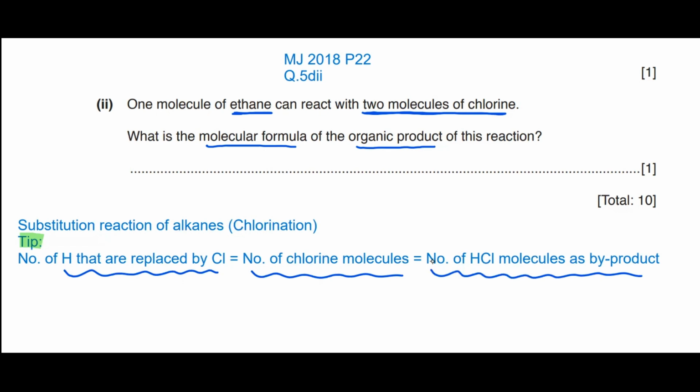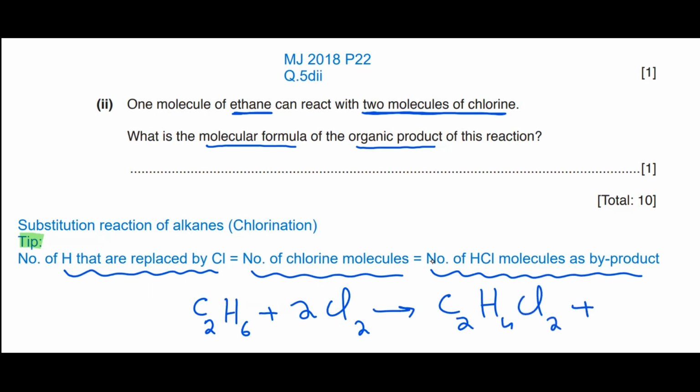As in the question, ethane is there, so the ethane formula is C2H6. It is going to react with two chlorine molecules, so it means two hydrogen atoms of ethane are going to be replaced by 2Cl, plus 2 HCl molecules. Okay, here you can see two chlorine molecules, two hydrogen have been replaced by 2Cl, and two HCl molecules are formed as byproduct. So the formula of our organic product is C2H4Cl2.